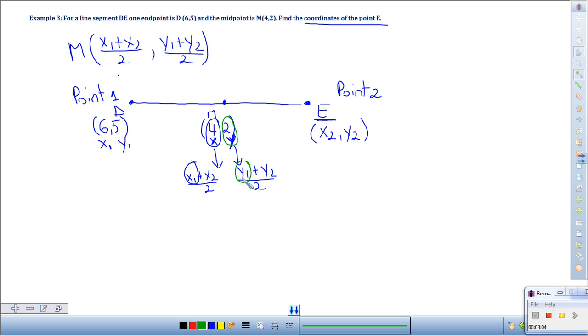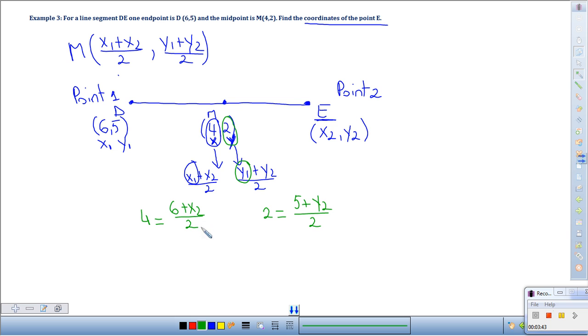So if I look at my setup here, I do discover that if I form equations between the x of the midpoint and its corresponding formula, I can have a one-variable equation in which I can extract x2. So 4, which represents the x-coordinate of the midpoint, equals x1, which is 6, plus x2 over 2. And for the y's, we can have 2 equals y1, which is 5, plus y2 over 2.